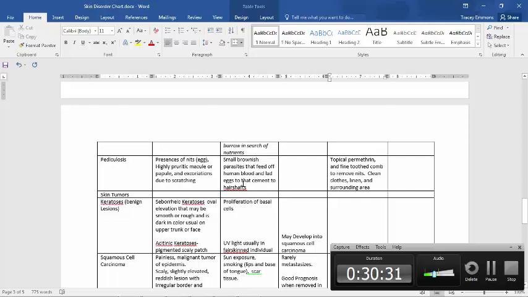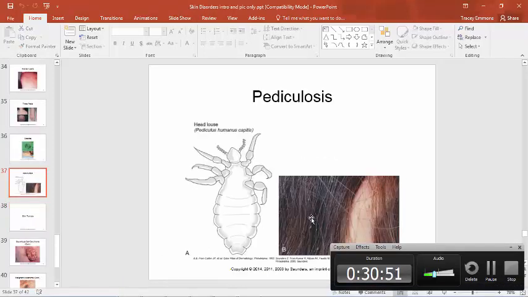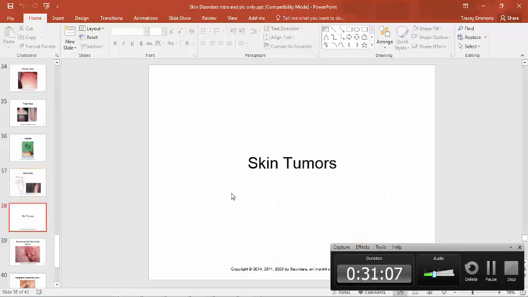To remove it, we can use a topical pediculicide. This is an insect killer. Use a fine-tooth comb to remove the nits, and clean clothes and linen. So this is lice, pediculosis. Okay, let's see. Here we go. We see the nits here. Those are the eggs, and they feed off the blood. This is head lice, and there's head lice, body lice, and genital lice. They're adapted to their particular areas.